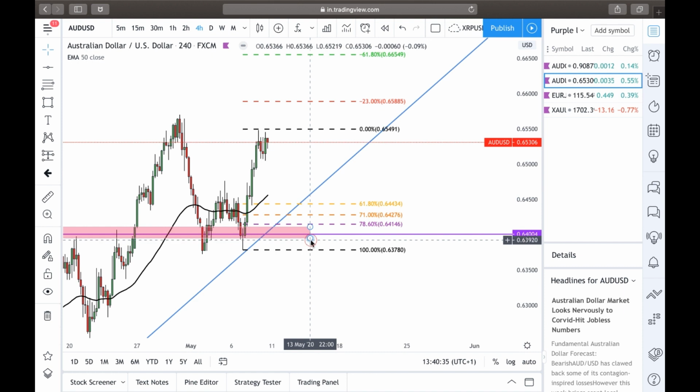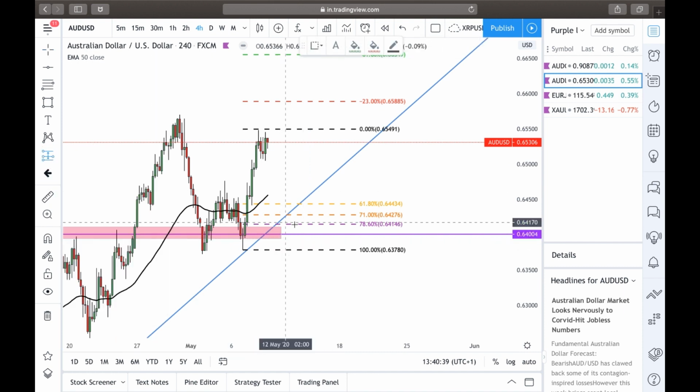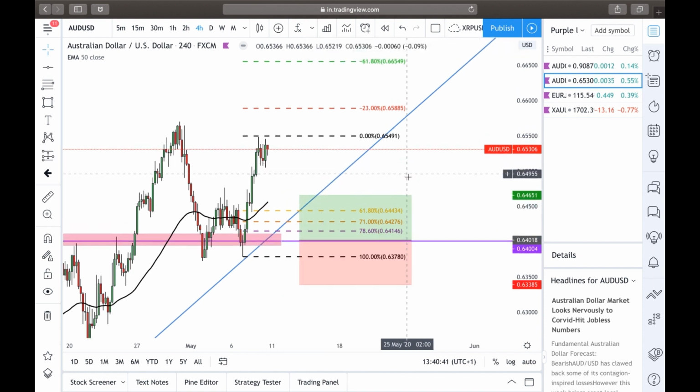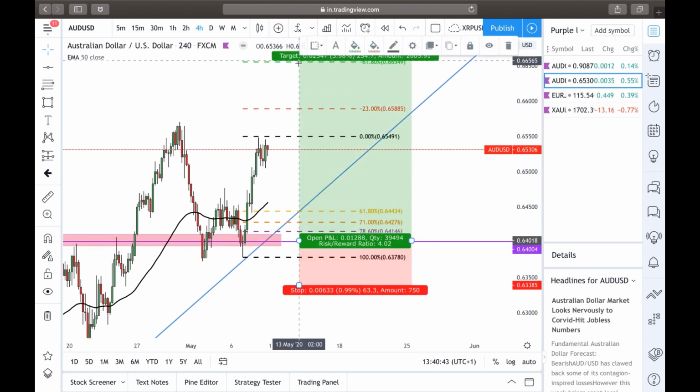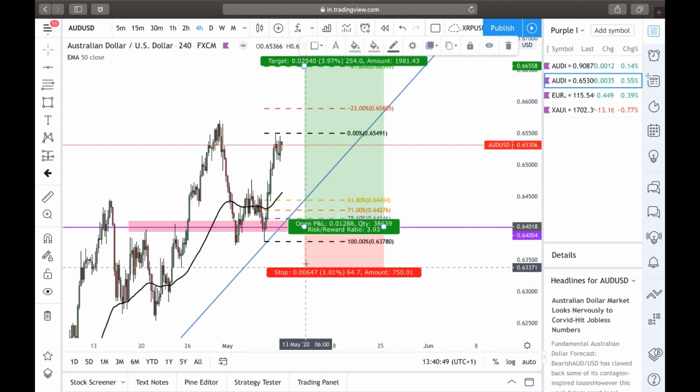See what I'm saying? So this is what I'm kind of looking for, and then we could go long from here. Let's just say it happens from here up to the 61.8, taking partials here, here, and here, and then stops just below.